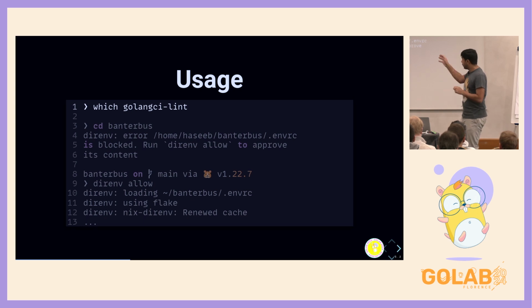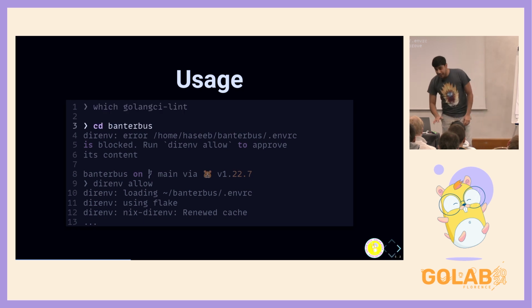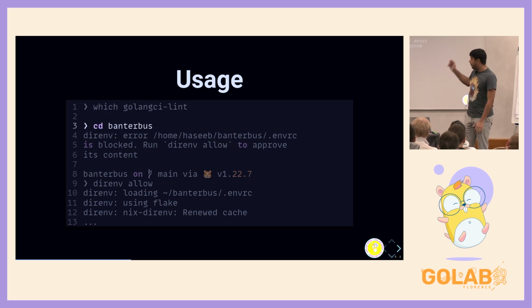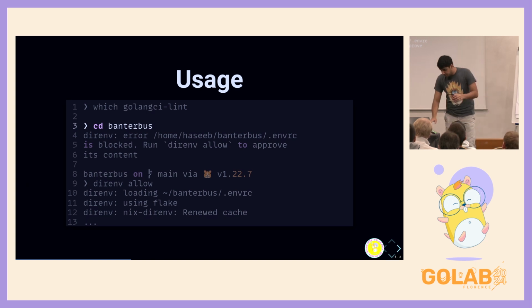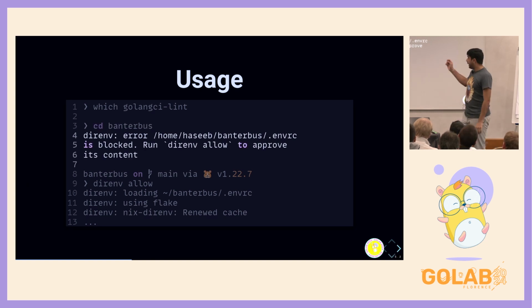So we've got which golangci-lint. Again, our classic example. Again, we don't have it globally installed, so it's not available. Imagine someone's just cloned one of my projects, Banterbus, and they cd to it. They go to it the first time. direnv will be like, hey, I'm not just going to run whatever's in this, because you could just be running arbitrary code on your machine. So it says you need to allow me to run.